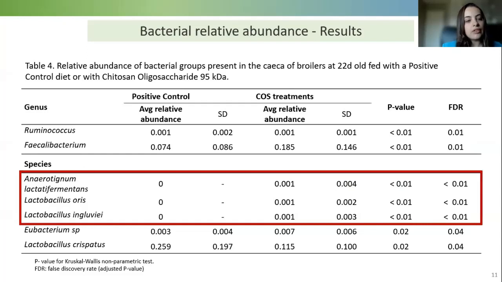So here we have also the results for the relative abundance of bacterial groups, but now comparing positive control treatment with COS treatments. At species level, we can observe that the COS was responsible for the highest concentrations of Lactobacillus aviarius and Lactobacillus gallinarum, and also for the highest concentration of lactate fermenter bacteria.